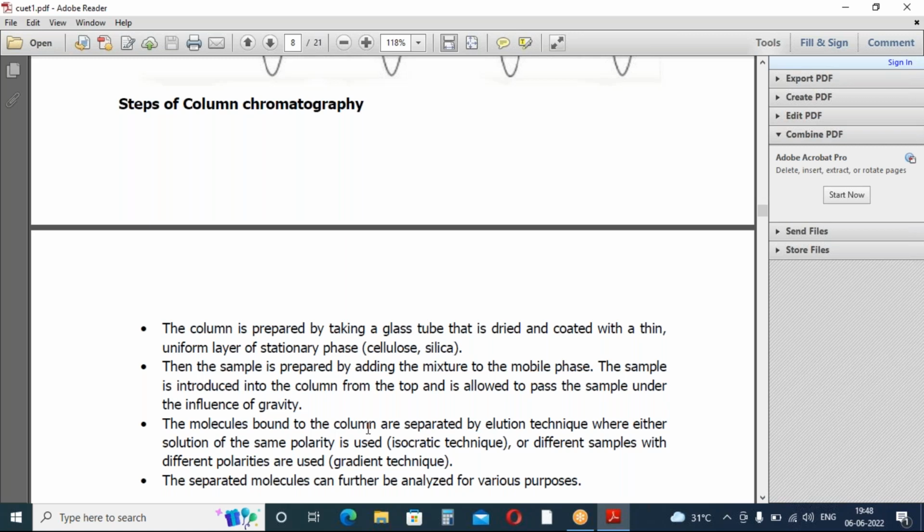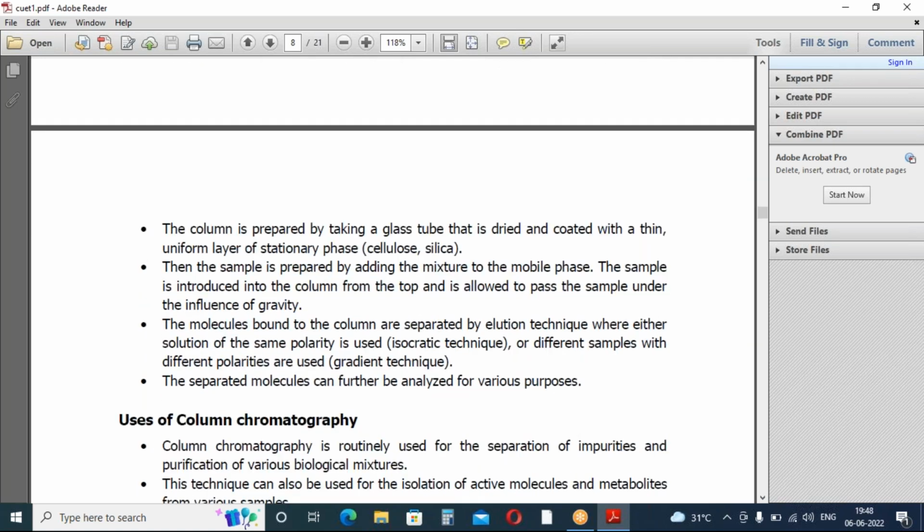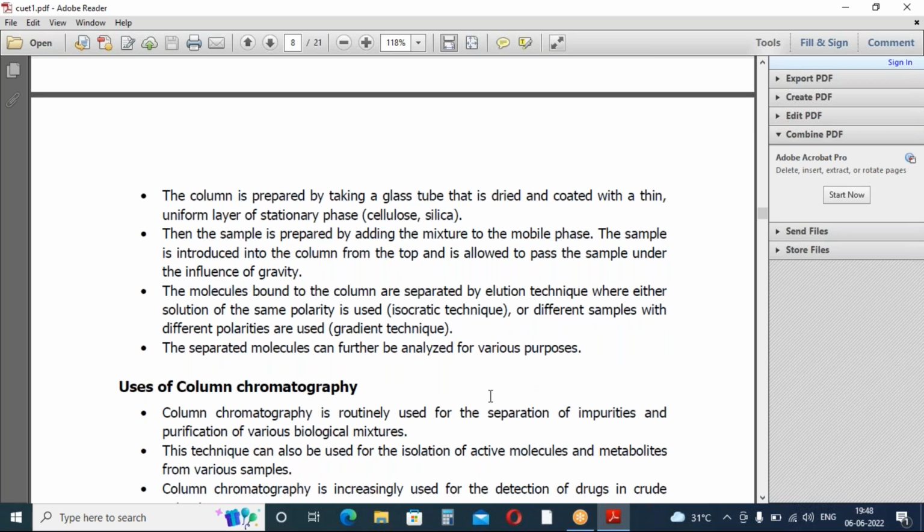Elution is mainly based on polarity. Two techniques are mainly used for elution in column chromatography: the isocratic technique and the gradient technique. Isocratic means the same polarity is used for the separation, whereas the gradient technique is mainly used for different polarities with different samples. This technique can be used for different purposes, and we can separate different molecules by using column chromatography, which can also be further analyzed for different purposes.